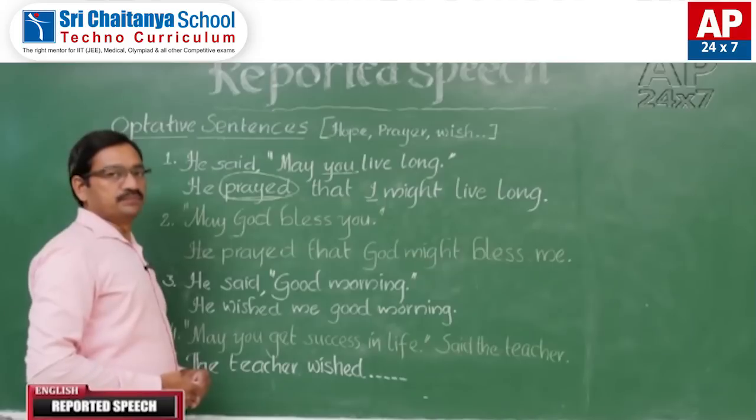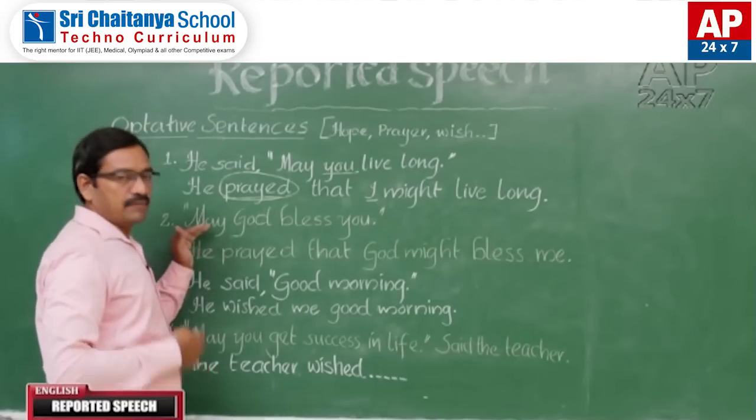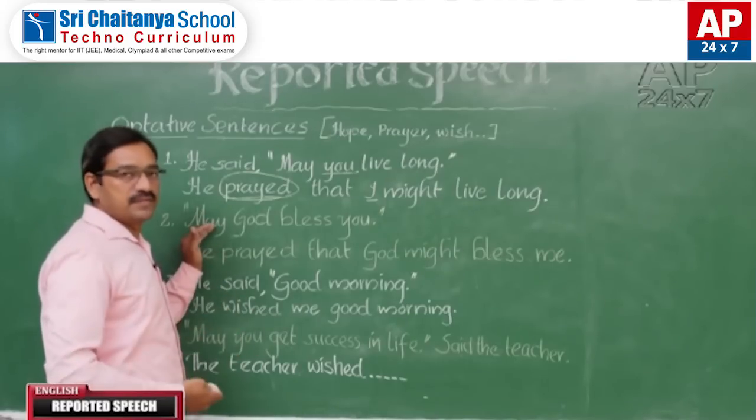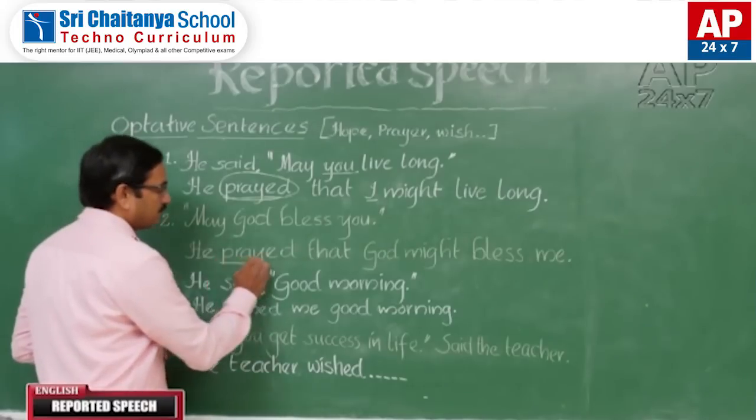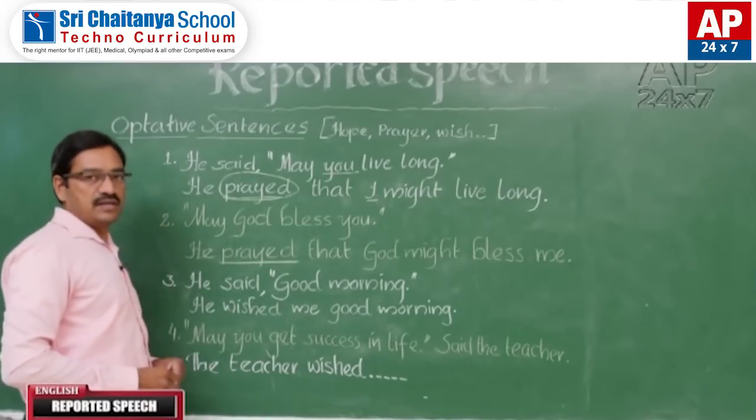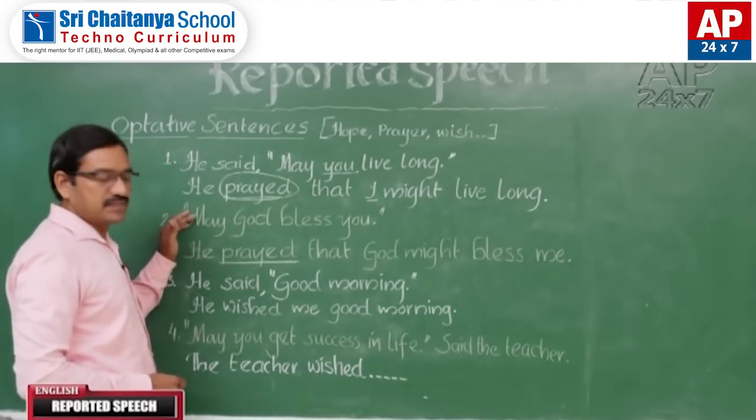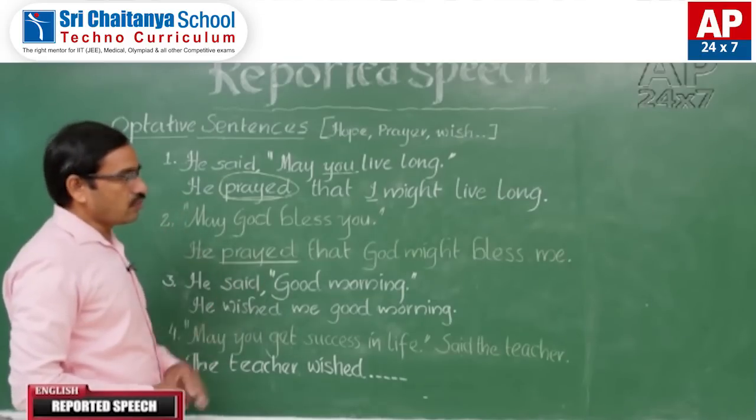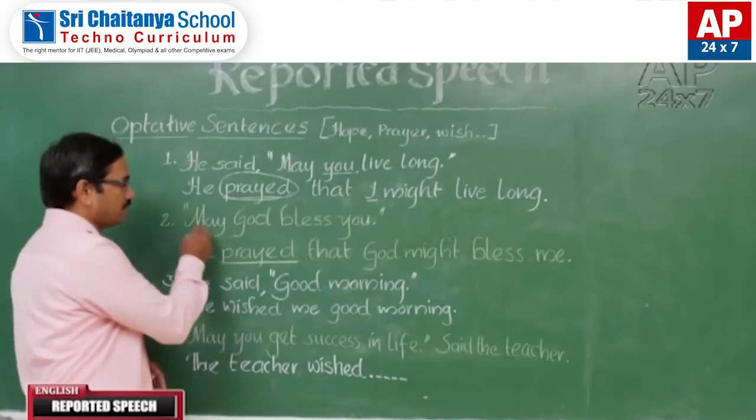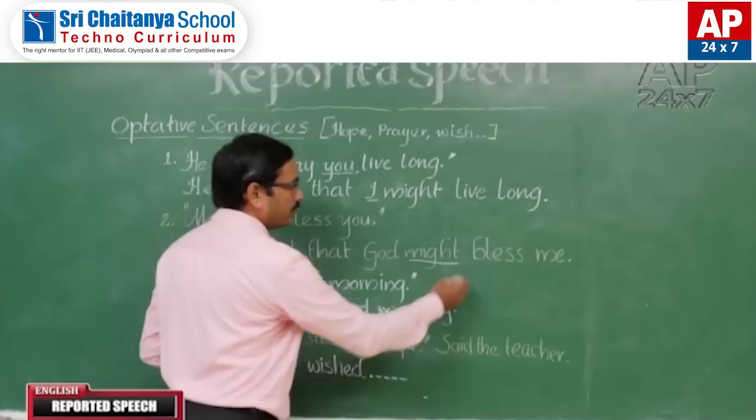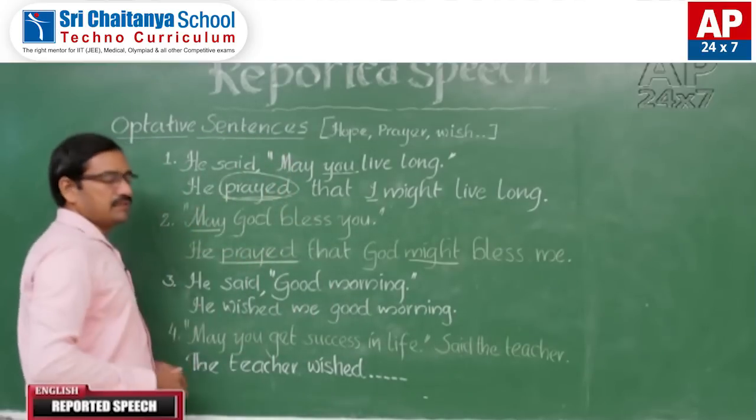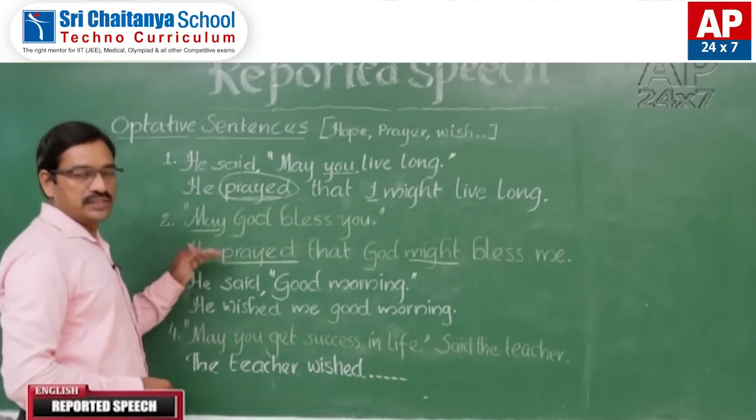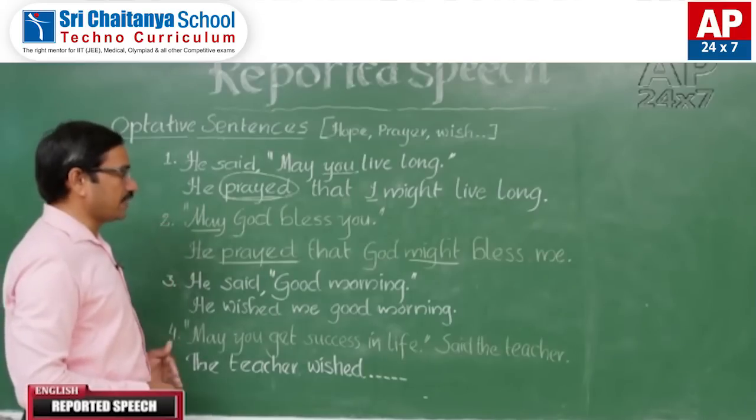May God bless you. As you know, it is a blessing or a prayer. So, we have repeated the word prayer here also, because it is a prayer from the other person. He said, may God bless you. He prayed that God might bless me. So, we have changed the may into the might form, and we have added the word prayed here. That shows it is in the optative form, it is a prayer.